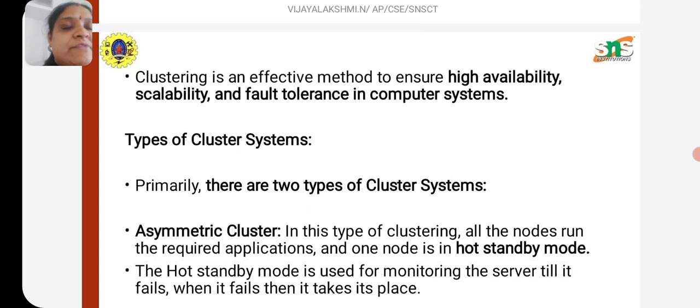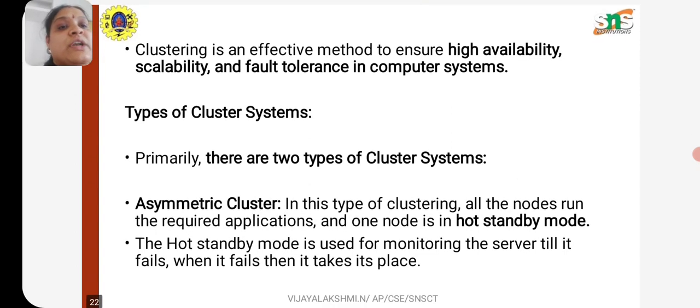Clustering is an effective method to ensure high availability, scalability and fault tolerance in a computer system. What is fault tolerance? Fault tolerance is nothing but if one server fails, there will be a standby to perform the failed task. One more server will take the responsibility to complete the failed task. So that is available in clustering.